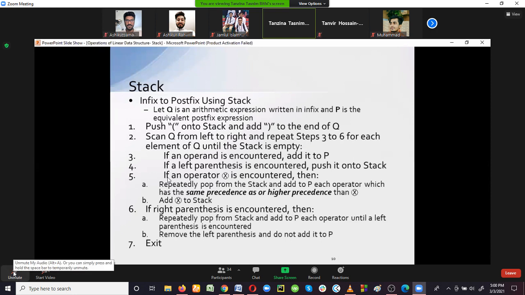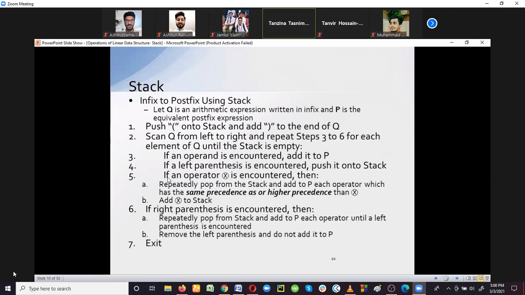7 steps. First, we just assigned a variable to that infix notation. Suppose q is an arithmetic expression written in infix, and then we can use another variable for representing the postfix expression, that is p. And the first step was to push a left parenthesis onto the stack and add a right parenthesis to the end of q.